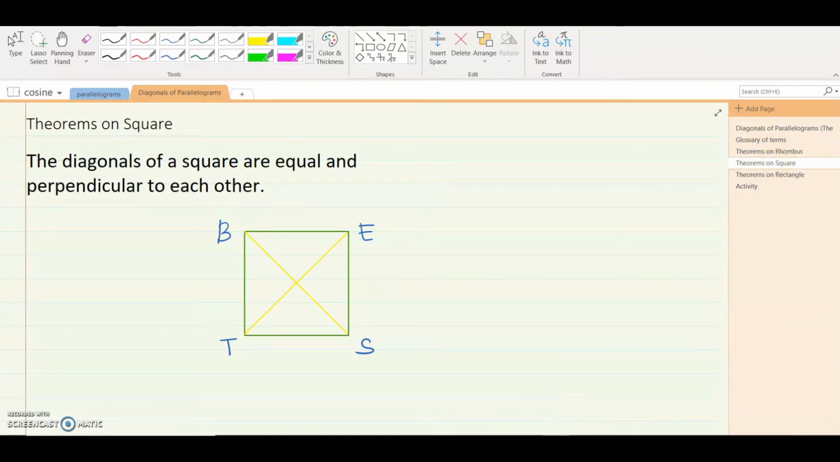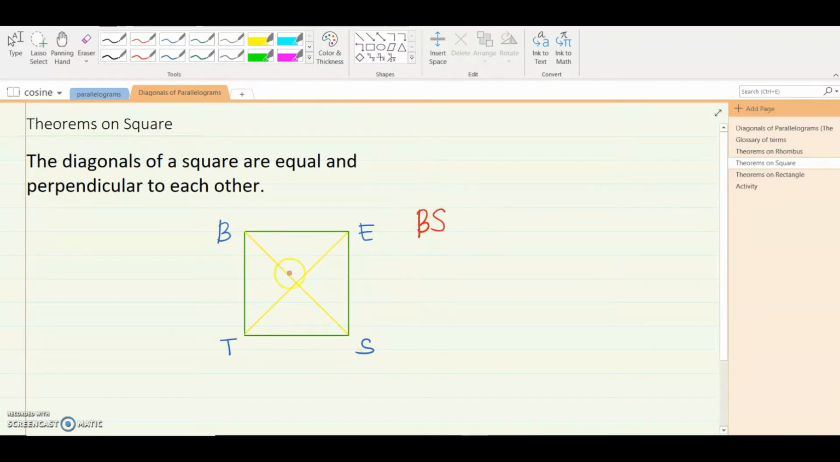Next, we have theorems on square. Actually, isa lang to. The diagonals of a square are equal and perpendicular to each other. So, as we all know, the diagonals of a square, so for this particular square, we have square BEST. So, we have BE, BS.